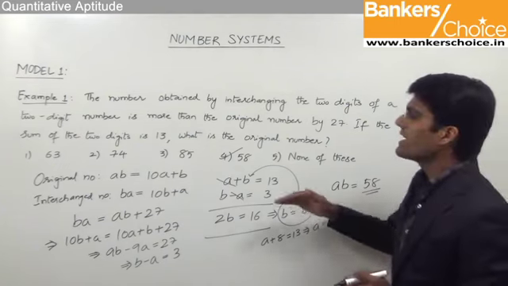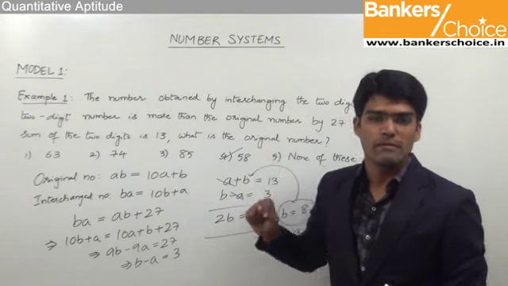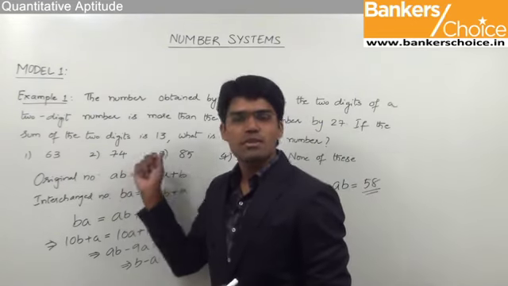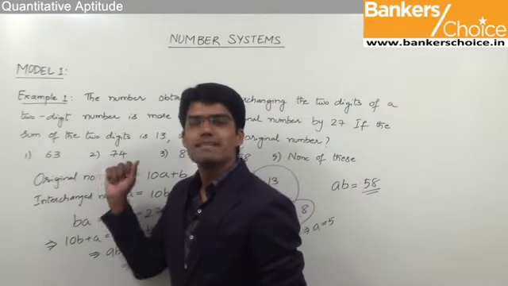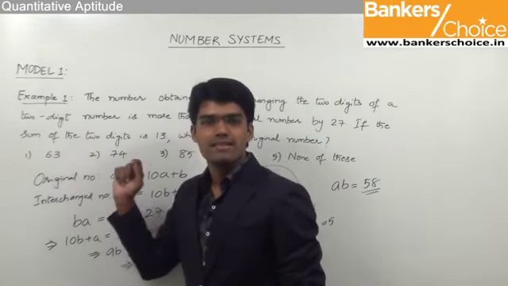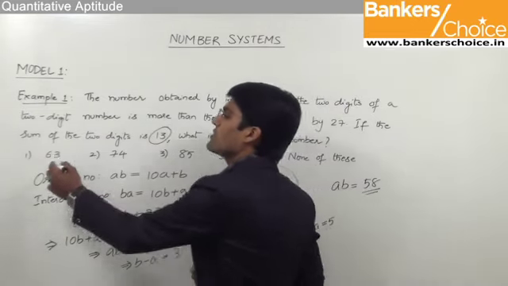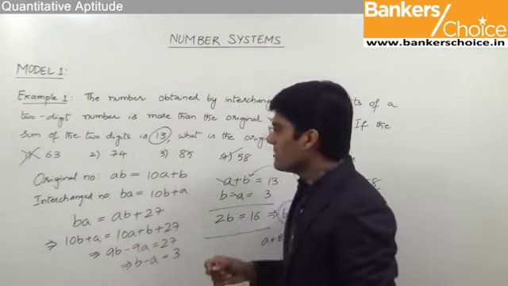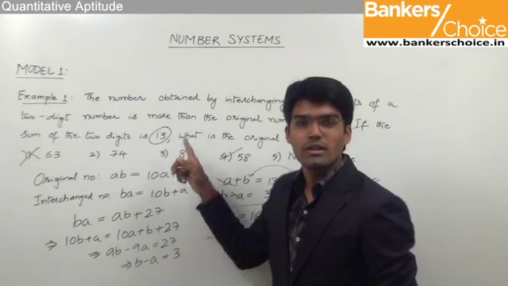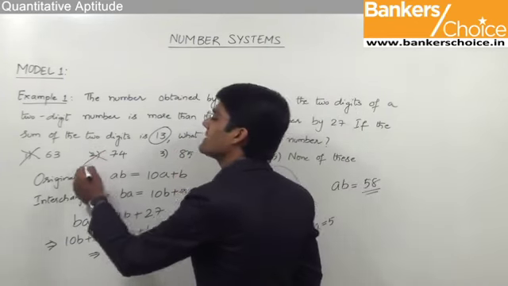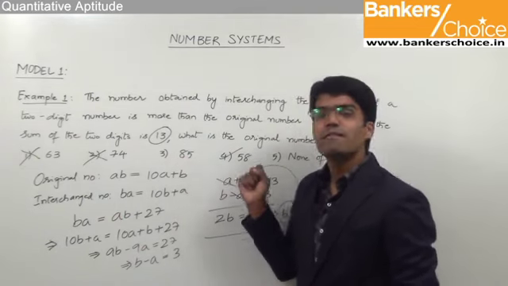We will first check the condition that the sum of the two digits is 13. Why? Because this is easy to verify. So let's check which option has a sum of digits as 13. If you look at option 1, 63 is the number. Now 6 plus 3, the sum of the digits, is 9. But since we want the sum of the digits to be 13, option 1 cannot be the answer. Similarly, in option 2, 7 plus 4 is 11, which is not equal to 13. So even option 2 gets cancelled. Moving to option 3, the sum of the digits 8 plus 5 is equal to 13.